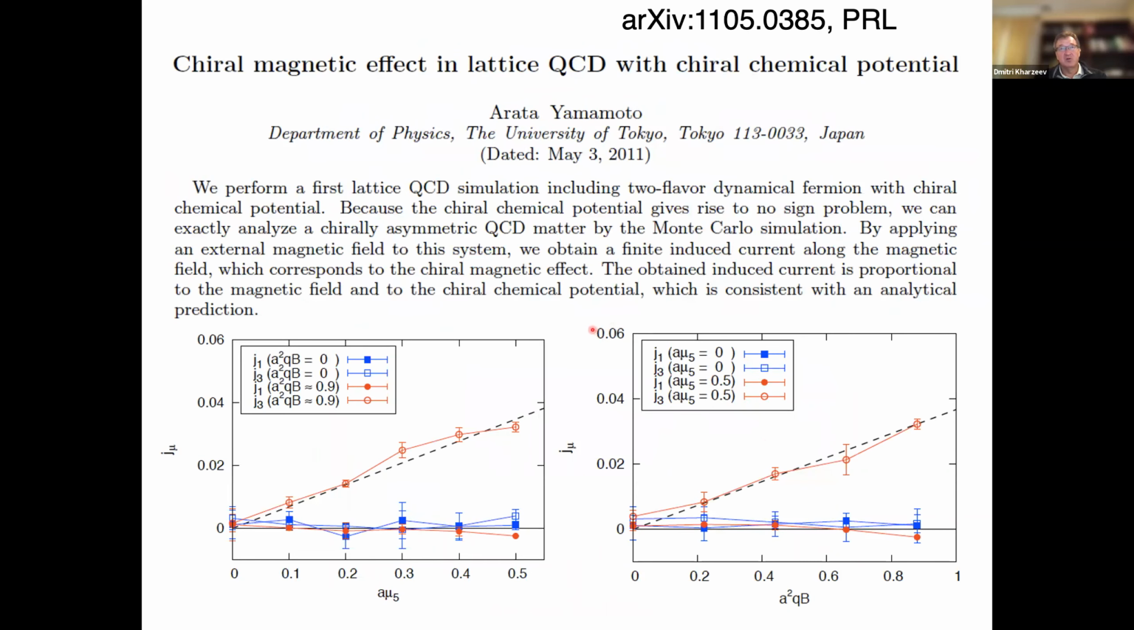Okay, so there were numerous first principle studies of this on the lattice. So this is one of the early papers by Arata Yamamoto. So you see that indeed you get a current which grows linearly with μ5 and linearly with magnetic field in the direction parallel to the magnetic field, and perpendicular to the magnetic field you do not detect anything.